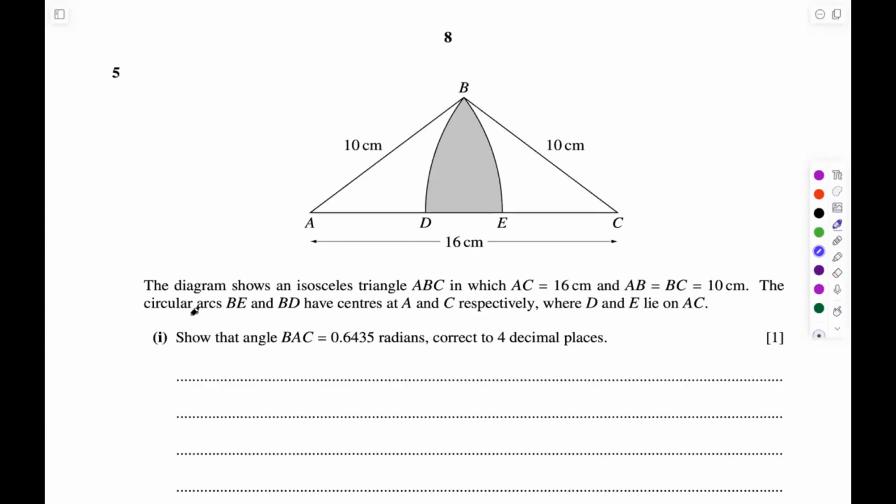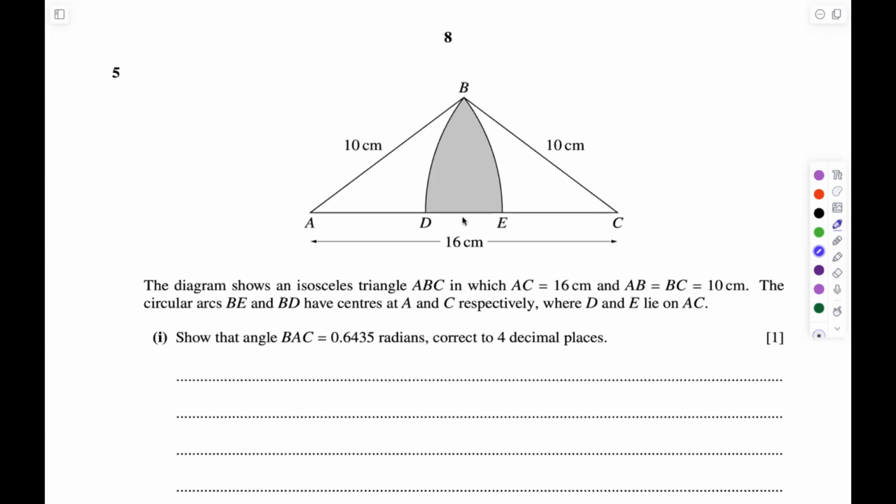In question 5, the diagram shows an isosceles triangle ABC in which AC equals 16, AB equals BC, which is equal to 10. The circular arcs BE and BDF have centers A and C respectively, where D and E lie on AC. In part 1, we have to show that angle BAC equals 0.6435 radians, correct to 4 decimal places.